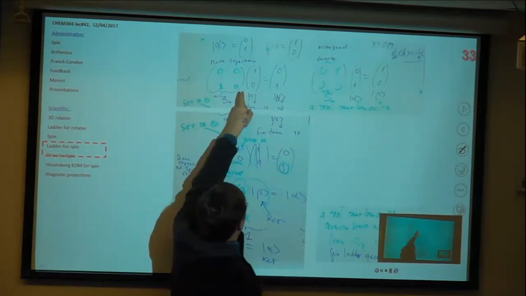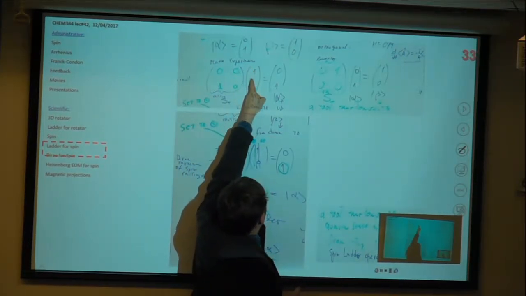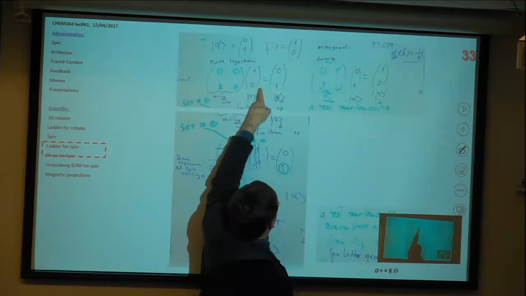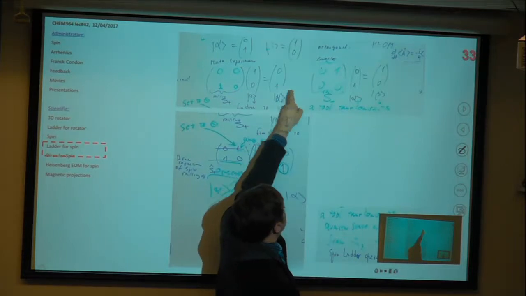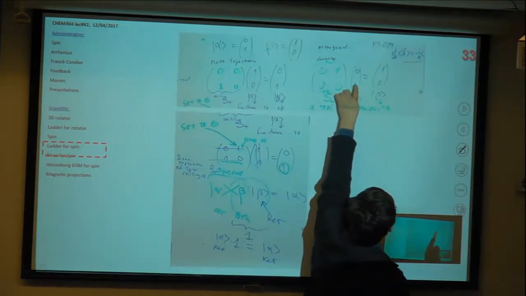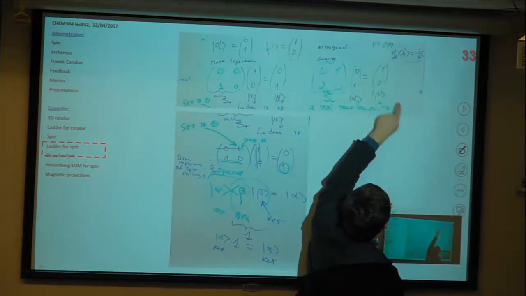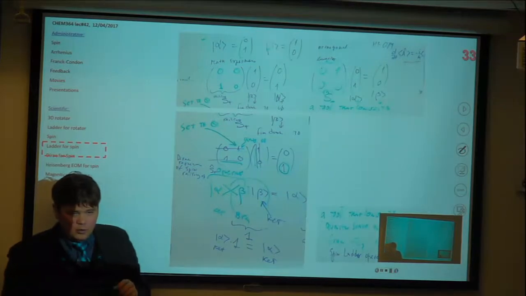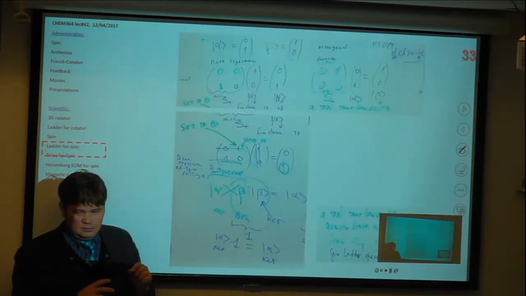So let's just check. Row by column will give 0, right? Row by column will give 1. And the inverse: row by column gives 1, row by column gives 0. So it is a 2 by 2 matrix with one element equal to 1 and three elements equal to 0.